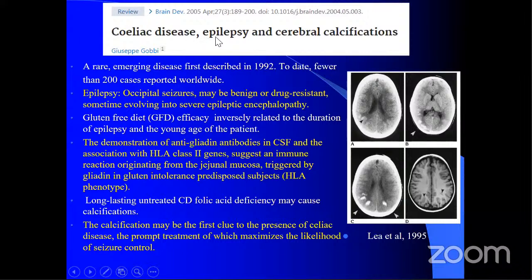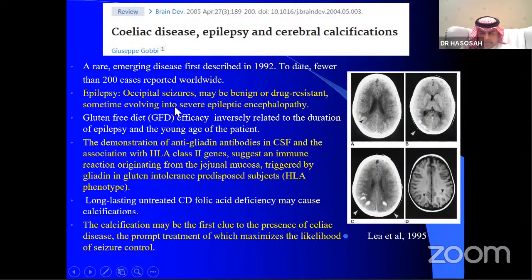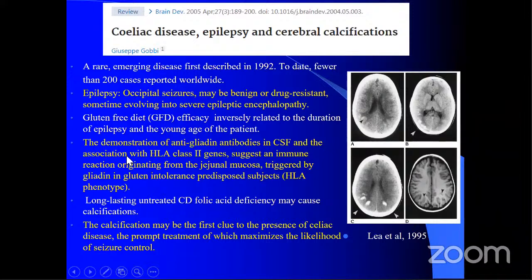There is an entity of celiac disease, epilepsy, and cerebral calcifications. It's a rare emerging disease, first described in 1992. And to date, fewer than 200 cases were reported worldwide. It can present with occipital seizures, and it may be due to folic acid deficiency. And the calcification may be the first clue to the presence of celiac disease. As you can see here, in a 4-year-old child, you can see the calcification, and then it becomes more dense with time, in Lee et al.